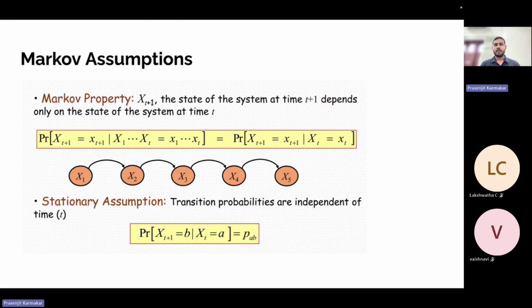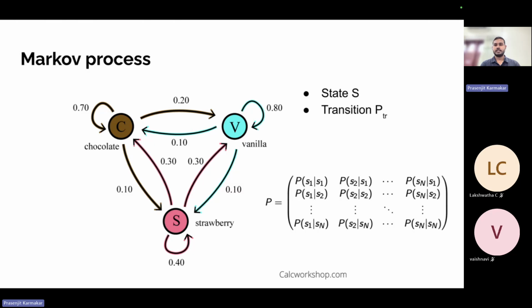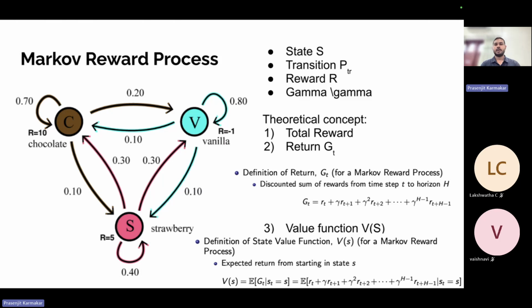So this is the Markov assumption, and these are the different world models. This is, let's say, the Markov process, right? When we have only the transition matrix, no reward or anything. Finally, in the reward process, we have reward and discount factor. So two new concepts arise from here. One is this return. Return is the discounted total sum of rewards from a state, and the value function is basically the expected return from a state, right?